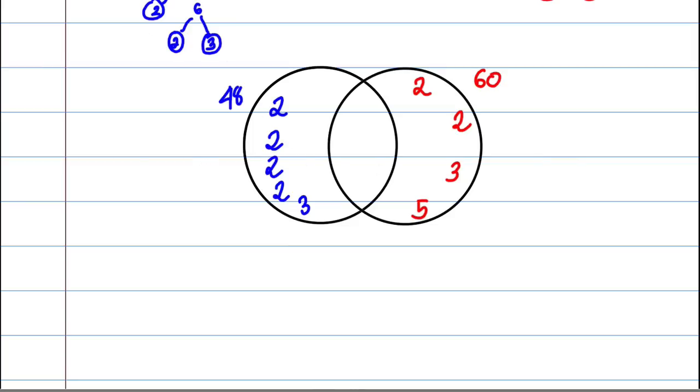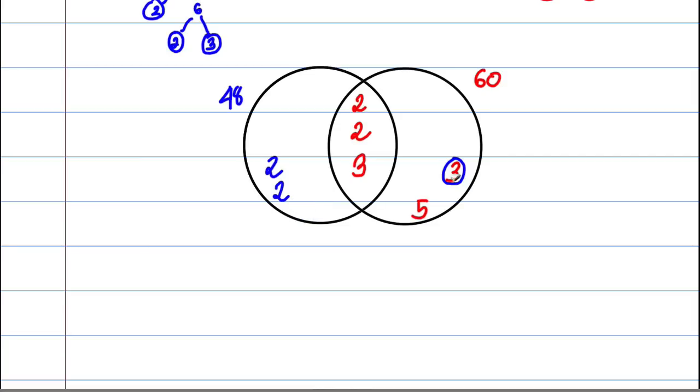Well, they both have a 2. So let's show that as a 2 in the middle there, instead of a 2 in each separate circle, because they both have a 2 in them. And they also both have another 2 in them. So let's write that in the middle as they have it in common. So let's rub that 2 out there. There's no need to have a 2 in that circle and a 2 in that circle. It's in both circles. And they also both have a 3 in them. There's a 3 and there's a 3. So we can write that they have a 3 in common.